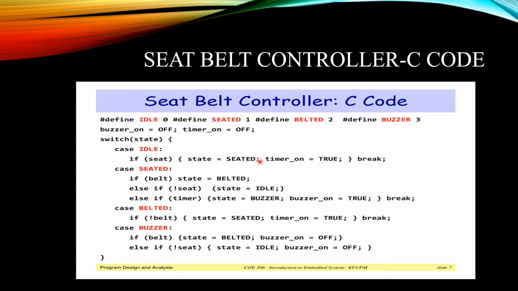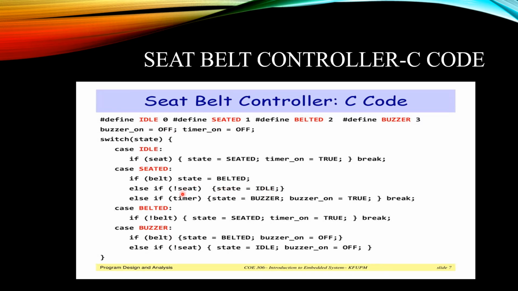Next, coming to the seated state. Once the person is seated, he can wear the seat belt. If the belt is on, it goes to the belted state. Else, if he comes out from the seat, the state goes to the idle state.